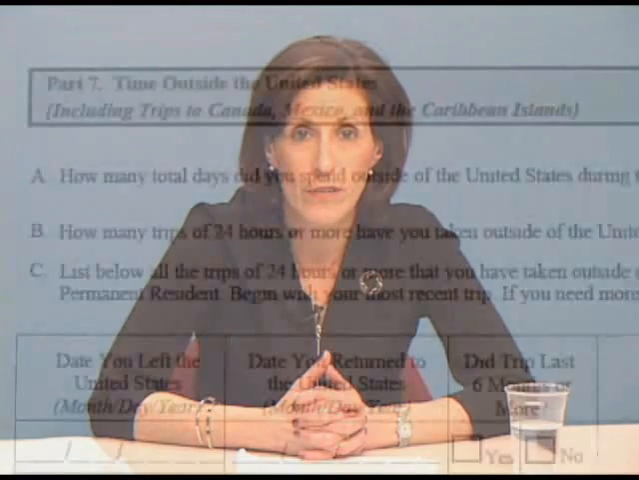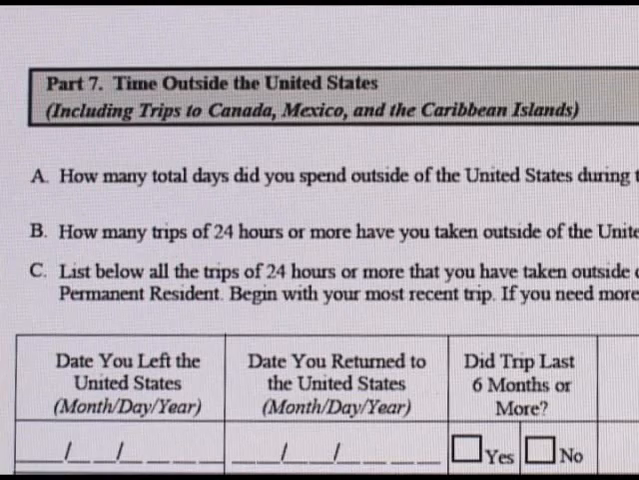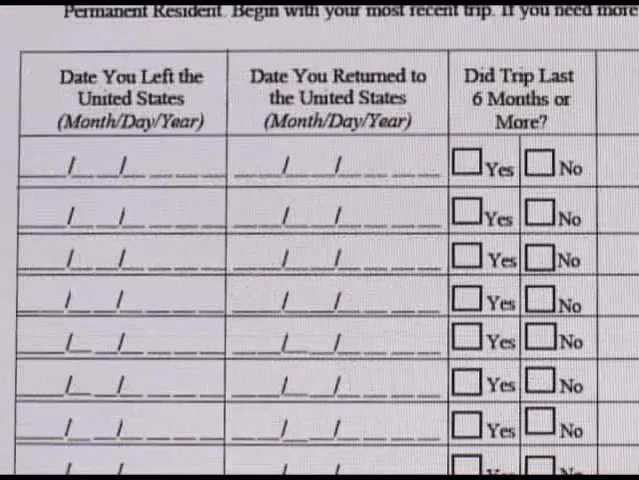Page 4. Write the total number of days you spent outside the United States in the last 5 years. Be sure to include all countries visited on each trip. Remember, if you spent more than 900 days outside the United States, you may not be eligible for citizenship at this time. If you are uncertain, contact an immigration attorney or accredited representative before filing your application.